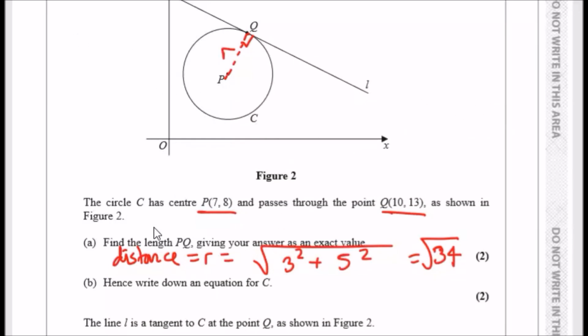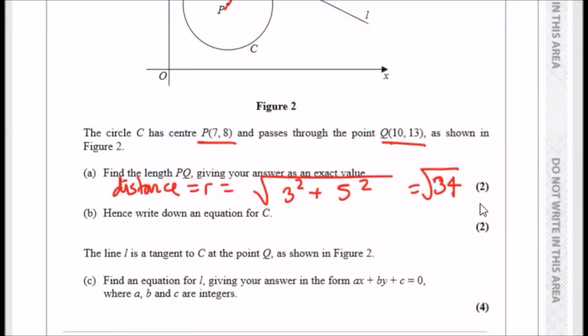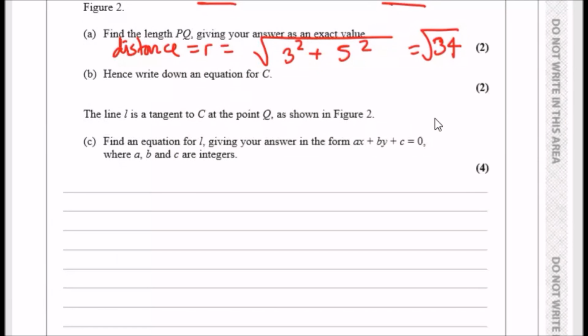Now, let's have a look. Next one, B. Hence, write down an equation for C. Well, the general equation for a circle is always x minus a squared, so let's write down: x minus a squared plus y minus b squared equals r squared.